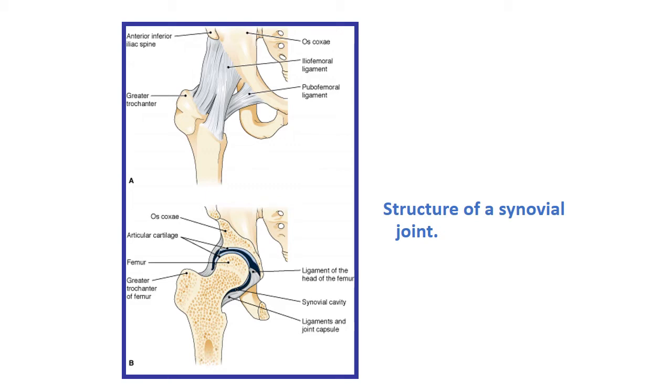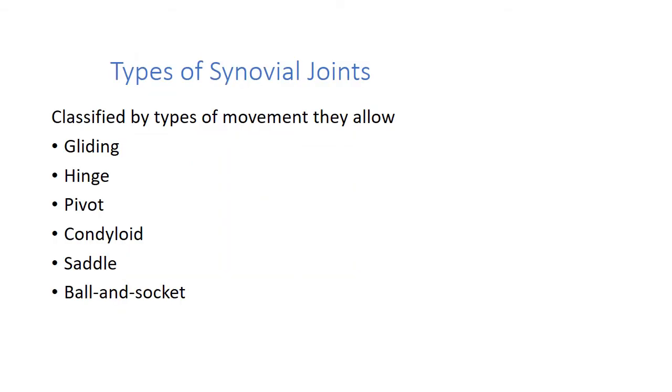Types of synovial joints is something that I alluded to earlier. We have gliding, hinge, pivot, condyloid, saddle, and ball and socket joints. The most important are the hinge and ball and socket joints for our purposes.